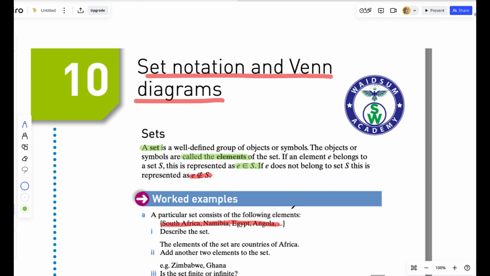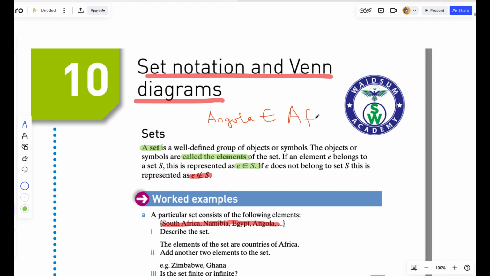Now the symbols or objects inside the set are called the elements. If something is an element of a set, for example South Africa is an element of Africa, or Angola is an element of Africa, you write Angola, then the symbol for "is an element of", which is given by a symbol like a small letter E. This is how we write it: Angola is an element of Africa, because Angola is a country in Africa.